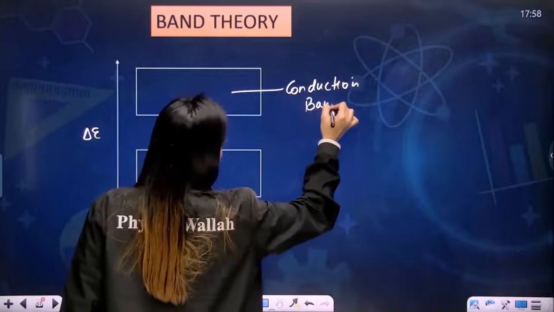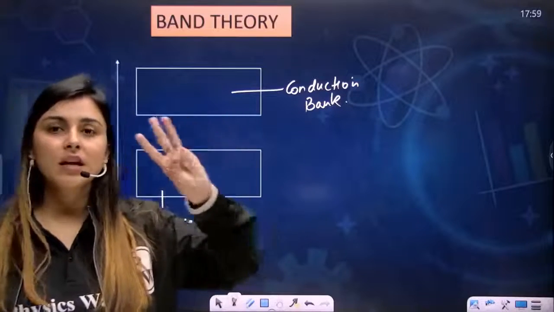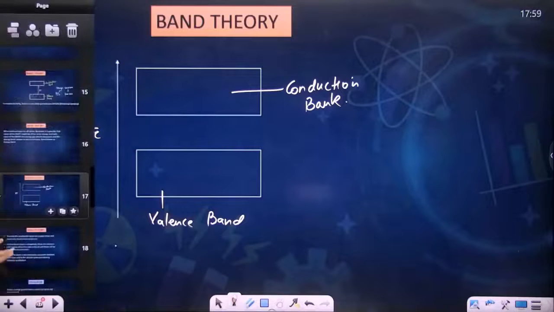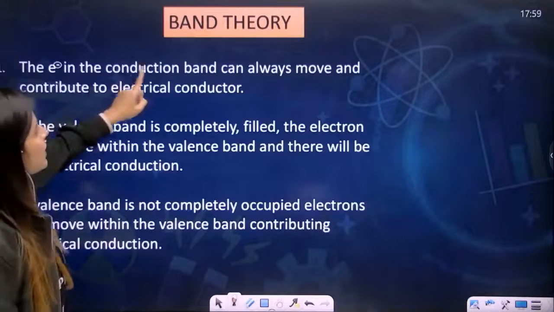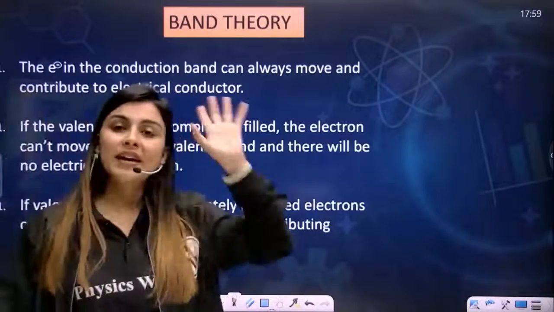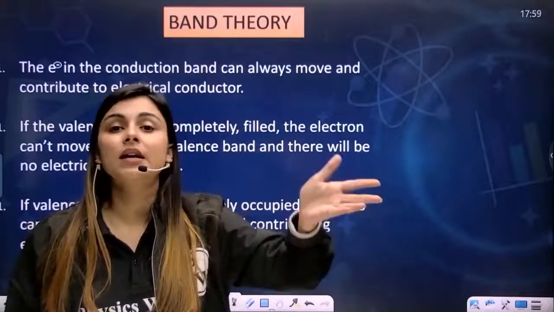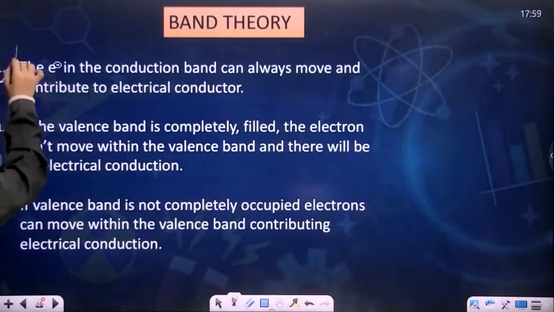We'll use this band theory for all the three types of solids, that is conductors, insulators and semiconductors. Now, the electron in the conduction band can always move and contribute to electrical conduction. Whenever an electron is present in the conduction band, if it can freely move, it can conduct electricity and it will be a good conductor. This is the first line that it says.